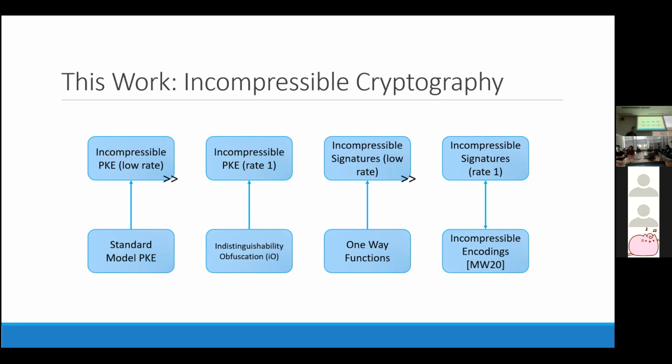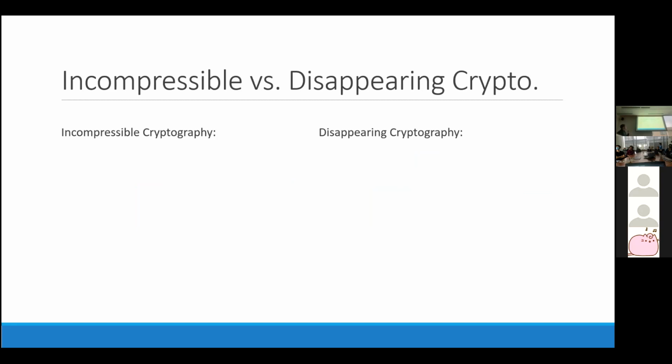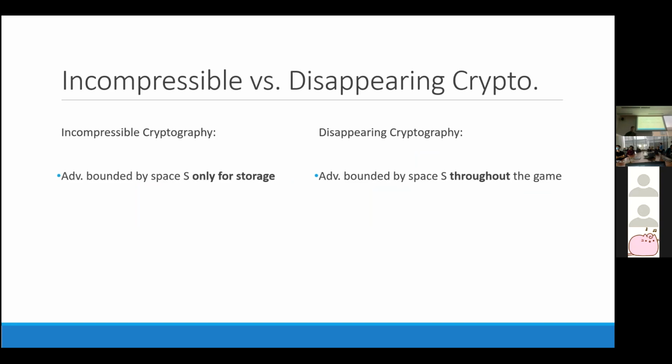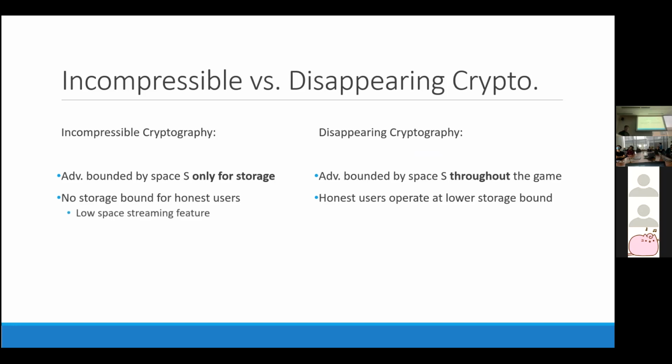Okay. So in the last couple of minutes, we're going to take a quick look at some of the constructions. Before that, let me quickly summarize how incompressible crypto is different from disappearing crypto. Disappearing cryptography is entirely in the bounded storage model, so you are bounded by space S throughout the entire time. But for incompressible, you're only bounded by space S for the storage, which is the size of the state. In disappearing cryptography, the honest parties operate at the lower bound, whereas in incompressible cryptography, the definition itself inherently doesn't have this requirement. However, we show there is a low space streaming feature, which allows the protocol to be carried out while the honest parties only use low space.